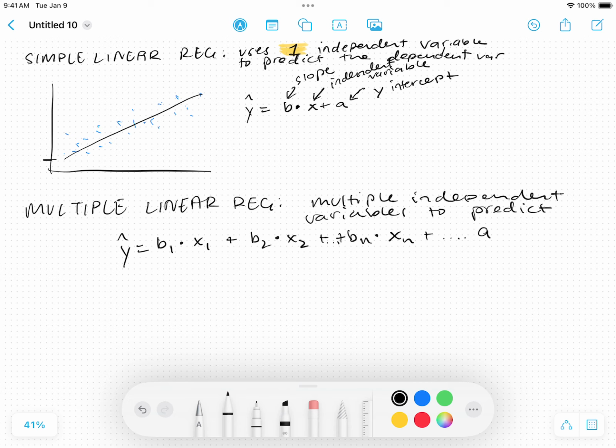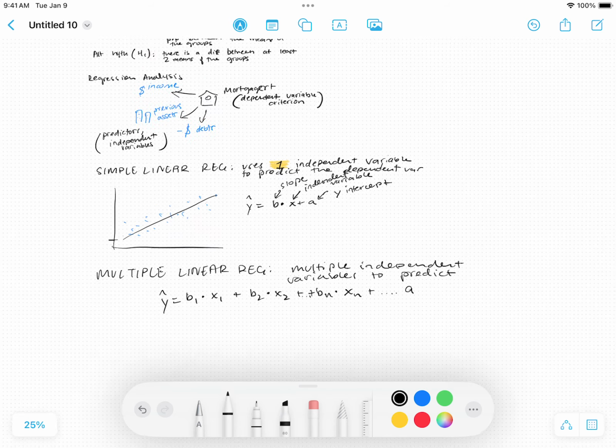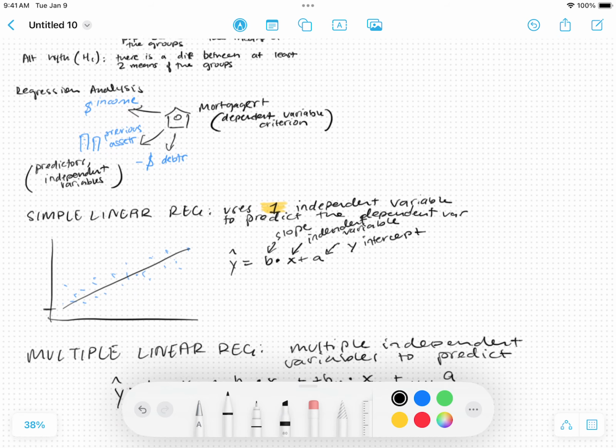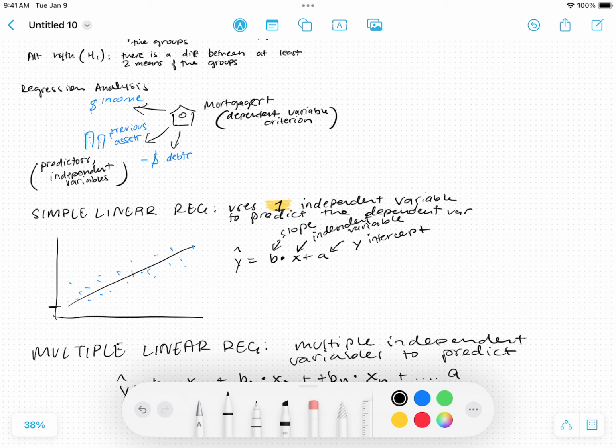To give you an example using what we already talked about: for a simple linear regression, we would have the mortgage rate, but we would only use one predictor, for example income. And for the multiple linear regression, we could use all of these predictors.